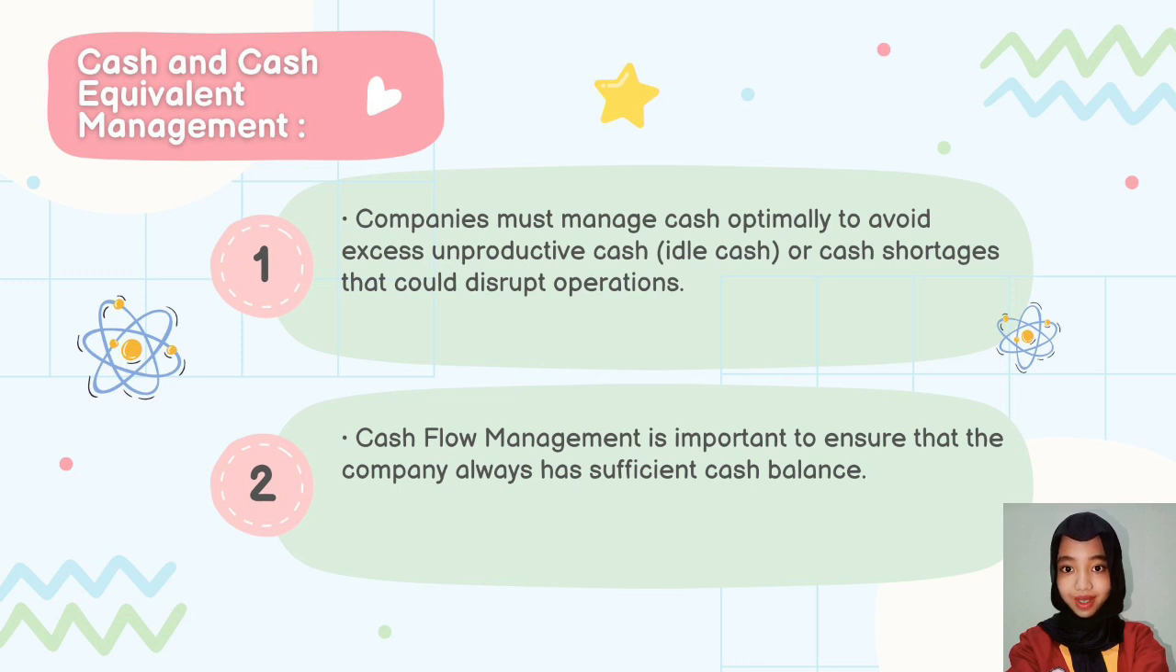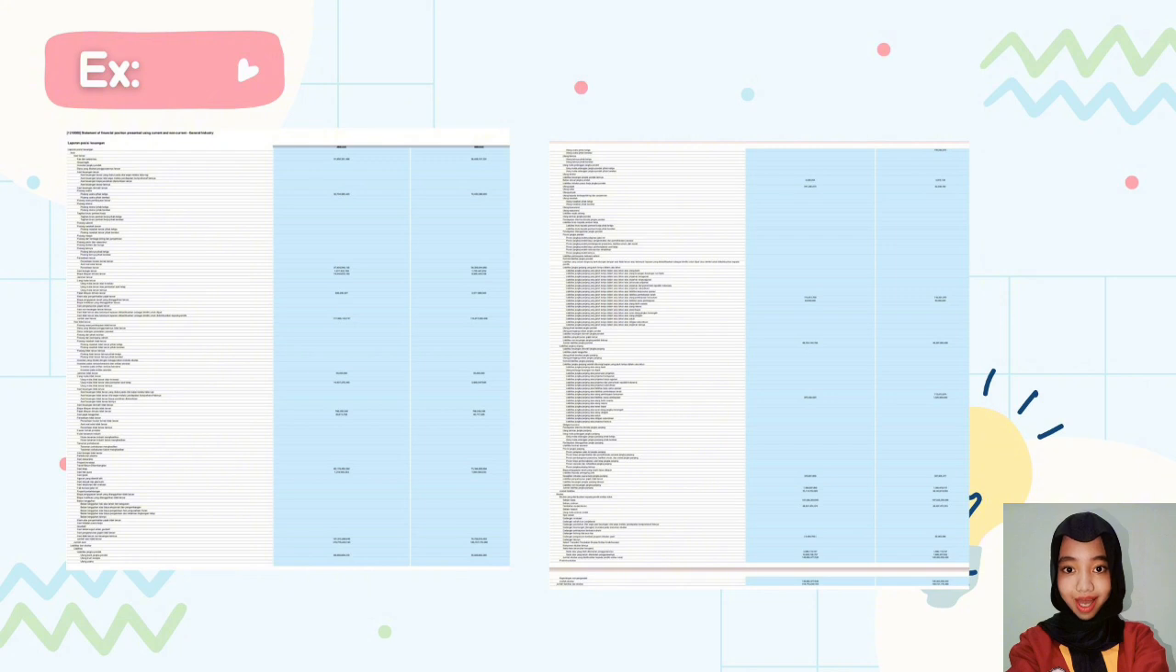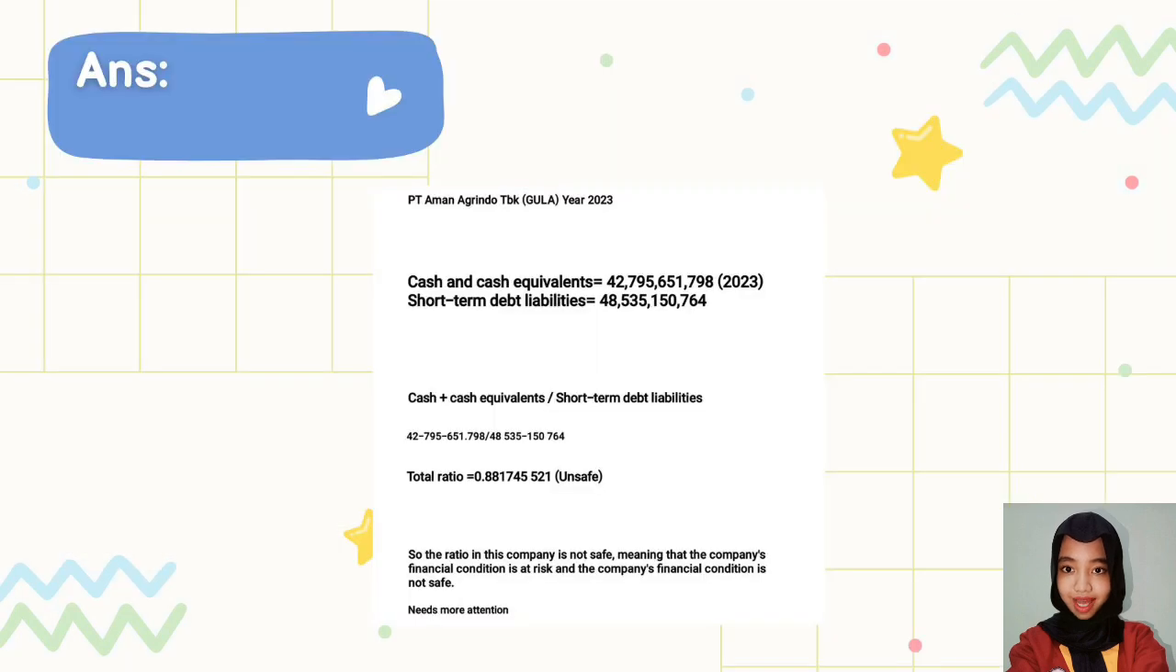Here I have a sample problem about cash and cash equivalents from one of the points that I met on the Indonesian Stock Exchange. Let's discuss it directly. Cash and cash equivalents in 2023 amounted to 42,795,651,798. And the short-term debt liability is 48,535,150,764. Now we add them together, so cash plus cash equivalents and divided by short-term debt liabilities.